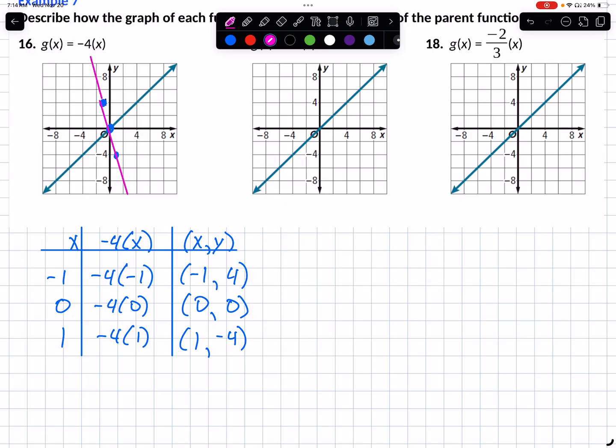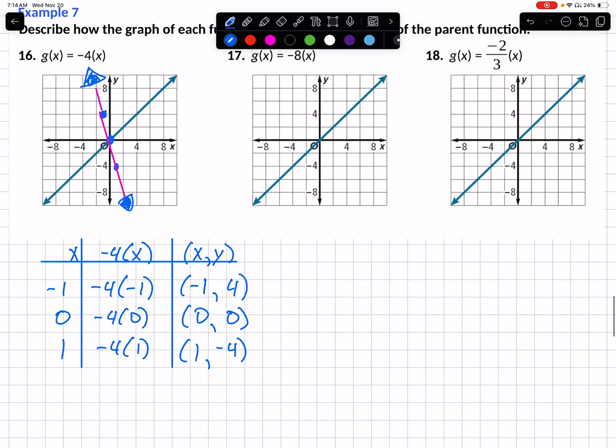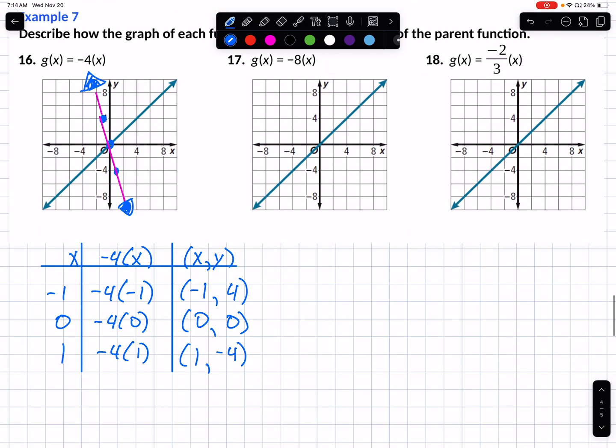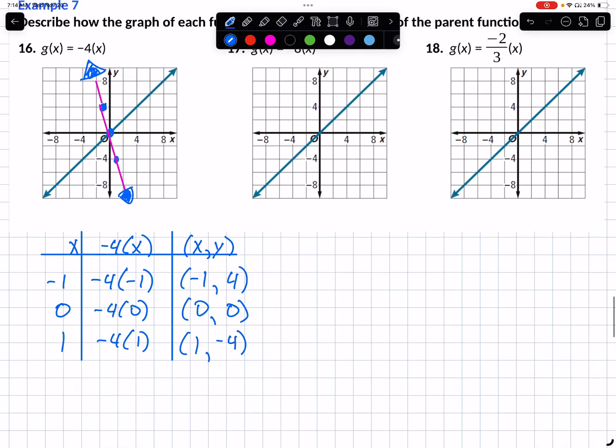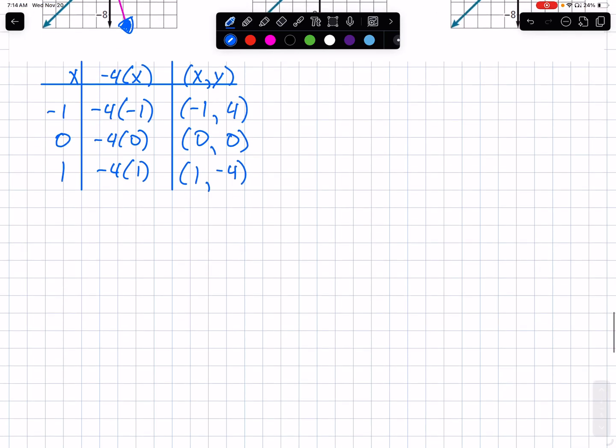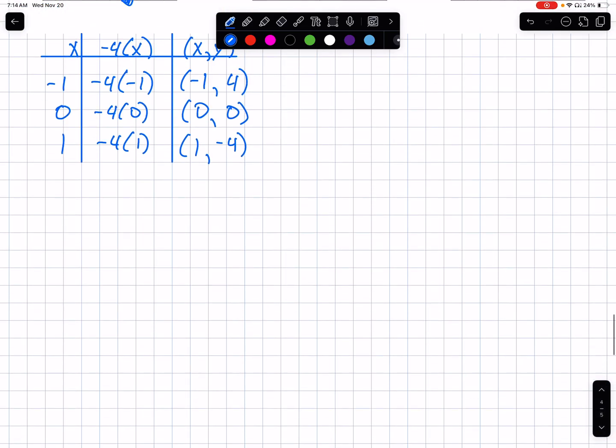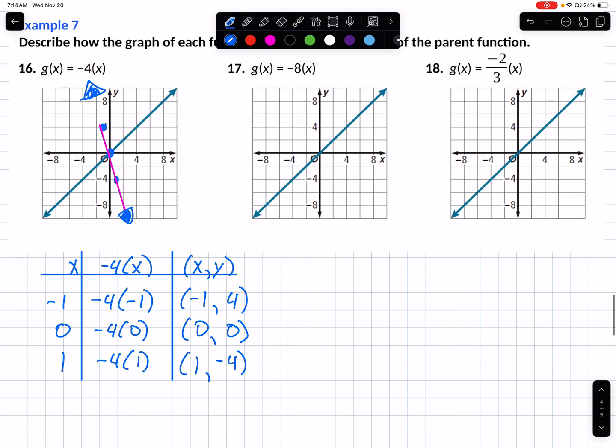And your graph should look about like that. Not sure why it split my graph there, but it's okay. Again, domain and range here are still all real numbers. So I want to just look at number 18, and we're going to make an XY table for 18, and that'll be the last example we cover today.